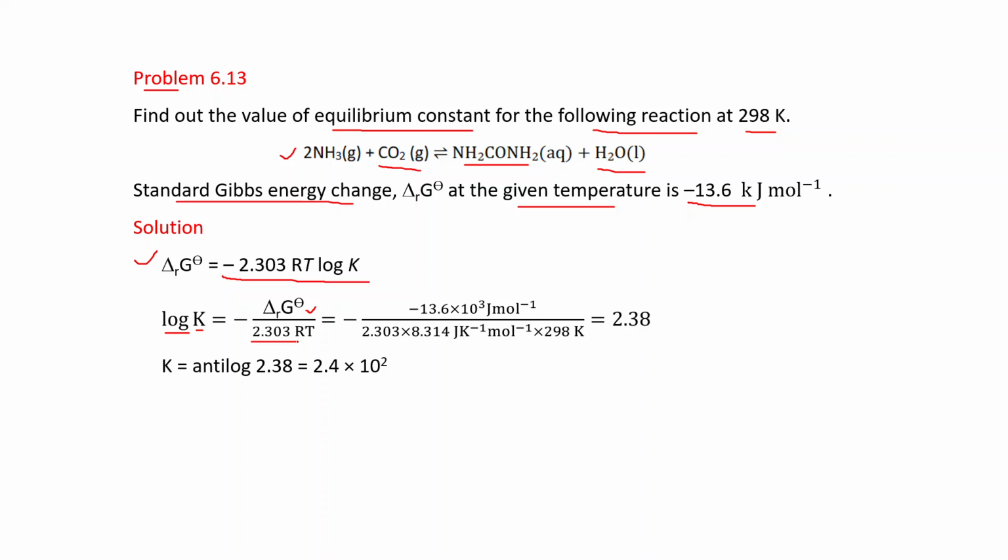In this question, delta G is given in kilojoule per mole and the value of R is in joule per Kelvin per mole, so convert this into joule by multiplying by 10 to the power 3. The other values are 2.303, 8.314 joule per Kelvin per mole, and this is the temperature. If we solve, we will get 2.38. But this 2.38 is the value of log K. If we want to find the value of K, then we have to take the anti-log of this 2.38. So K is equal to anti-log of 2.38, and if we solve this anti-log, we will get 2.4 into 10 to the power 2.